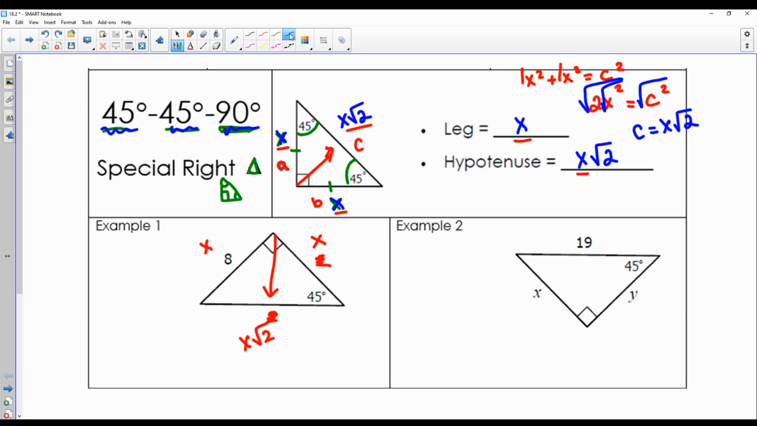All right, and then basically they're going to always give you one side. So notice that's the side that they gave me. So they actually told me what my x is. x is 8 right there. So I can just plug that back in. This x is 8 right here.